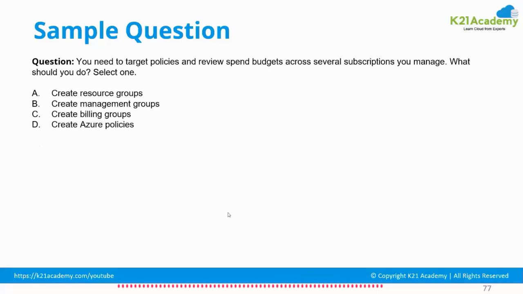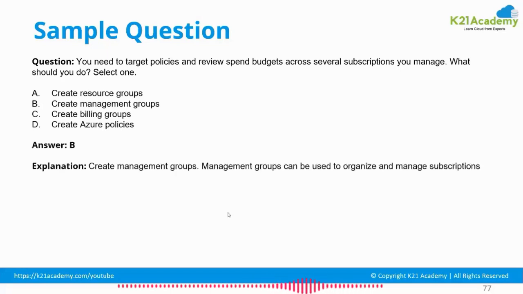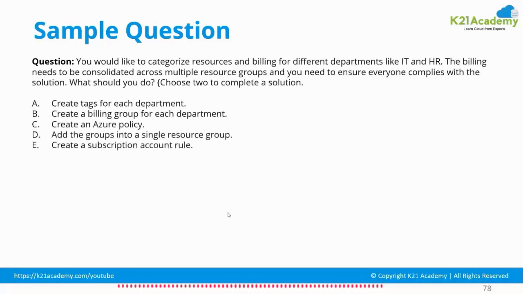You want to target policies and review spend budgets across several subscriptions you manage. What should you do? Select one. Several subscriptions is something that you're going to manage. It will be B, because you are going to manage several subscriptions. You can apply policies, you can set spend limits, you can review budgets, this and that you can do. But if you have several subscriptions, to manage them you will create a management group and then do all those things, right? So now, next question.